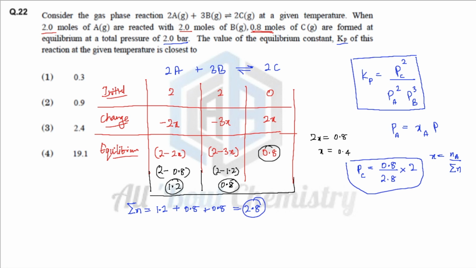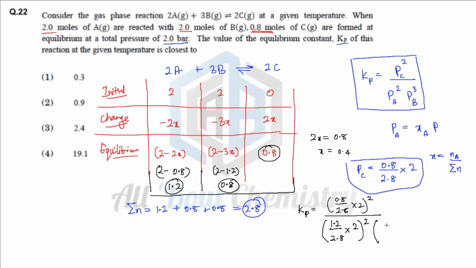So overall, your equation in the numerical form is going to become Kp equals 0.8 divided by 2.8, multiplied by 2, and whole square, because it was Pc square, right? In the denominator, I have PA, partial pressure of A. For that I have to put number of moles of A, that is 1.2 divided by total number of moles, that is 2.8, into total pressure, that is 2, and whole square of that, because I have partial pressure of A square.